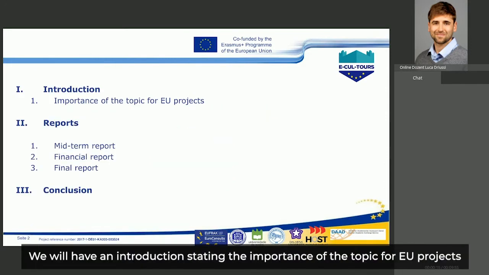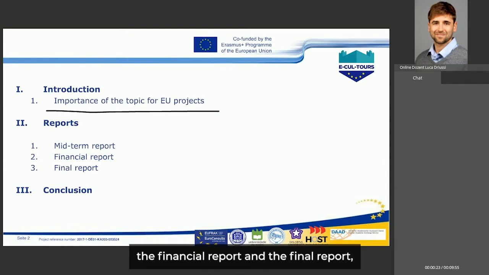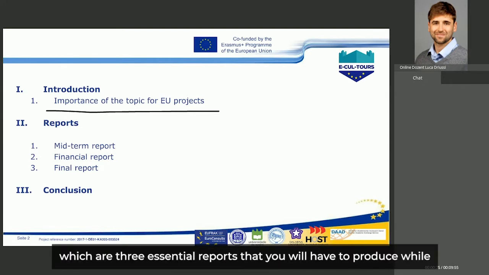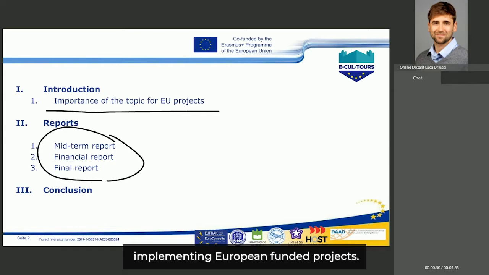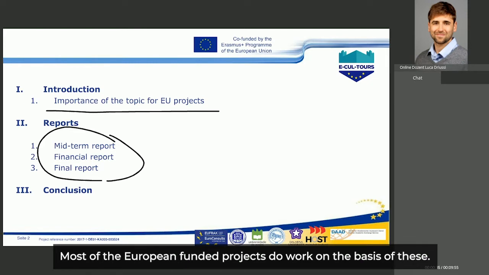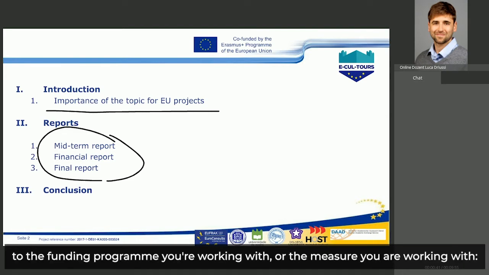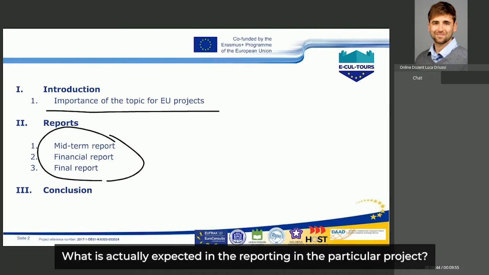We will have an introduction stating the importance of the topic for EU projects, and then we will look at the midterm report, the financial report and the final report, which are three essential reports that you will have to produce while implementing European funding projects. Most of the European funding projects work on the basis of this. As always, at the European level, you will have to check specifically, according to the funding program or the measure you are working with, what is actually expected in the reporting in the particular project.